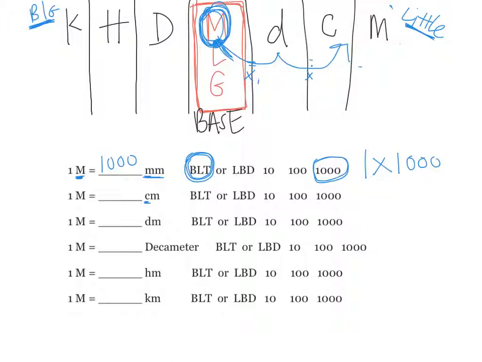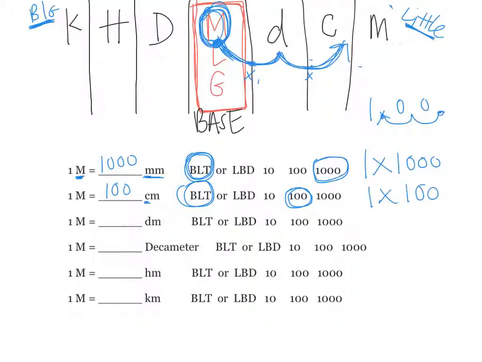Twice is 100. So once again, I was going from a big unit and moving to smaller units. So this is still BLT. I am multiplying. And since I moved twice, that's 10 times 10. This is times 100. So 1 meter times 100. And once again, I can just write my number 1 with the decimal, and I can copy what I did up here. I moved to the right 2 places, so I'm going to move right 2 places, mark out the old decimal. So when I have 1 meter, I have 100 centimeters.